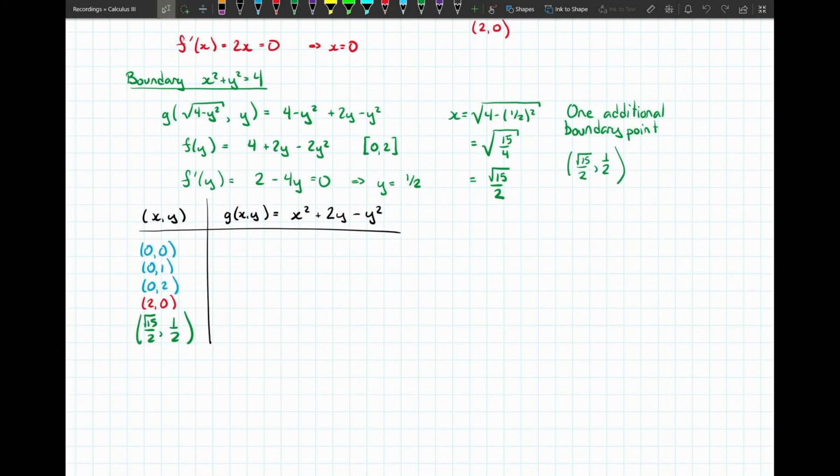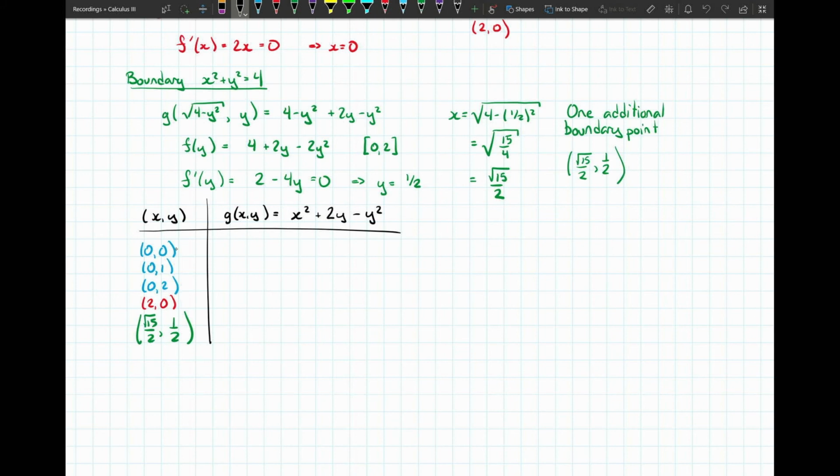Along the blue boundary, we found 3 points: (0, 0), (0, 1), and (0, 2). Along the red boundary, we only had one additional point, (2, 0). And along the green boundary, again, only one additional point, (root 15 over 2, 1/2). And that's ignoring any duplicates. Now, let's start evaluating function g at each of these points.